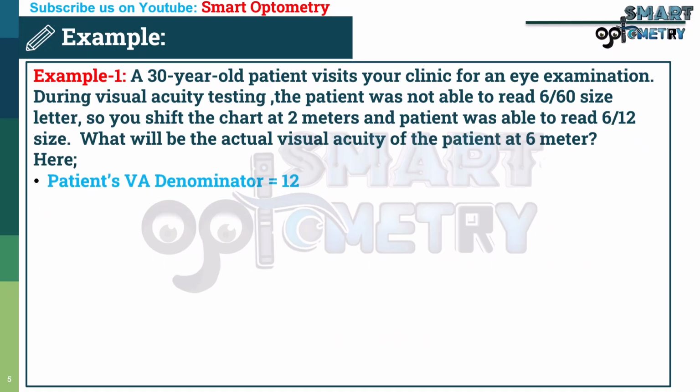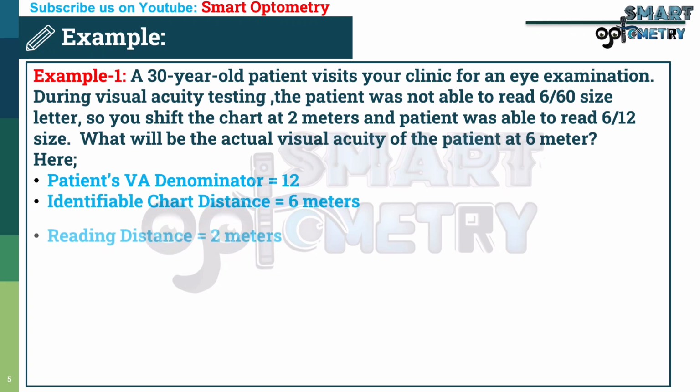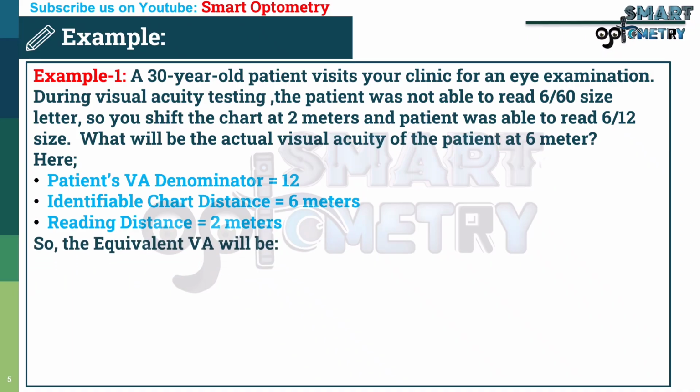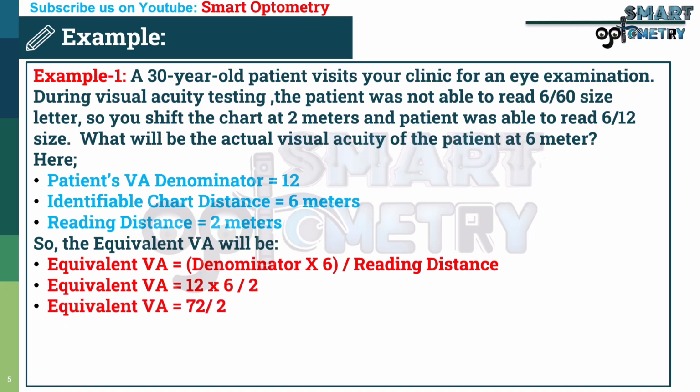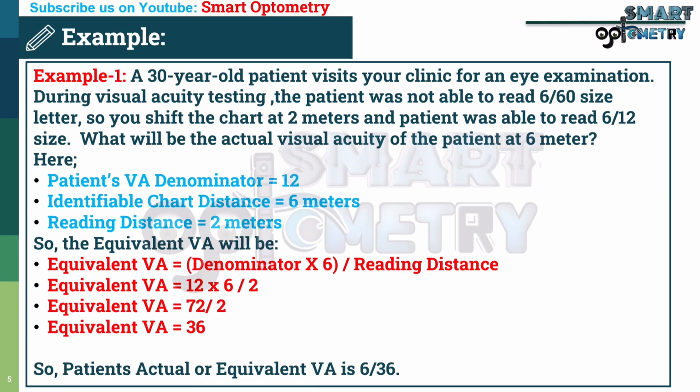Here, the patient's visual acuity denominator equals 12, identifiable chart distance equals 6 meters, reading distance equals 2 meters. So the equivalent visual acuity equals denominator multiplied by 6 divided by reading distance, or 12 multiplied by 6 divided by 2, or 72 divided by 2, or equivalent visual acuity equals 36. So for this patient, the actual or equivalent visual acuity is 6/36.